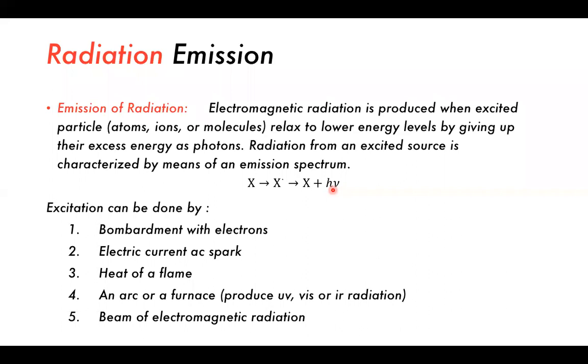So if X goes to X excited, that's what this dot means, then the excited state X will release energy in the form of light, which is often written as h nu. Remember, h nu is equal to E, where that relationship is Planck's relationship. So there are a number of different ways that we can do this excitation. We can bombard it with electrons. We can use an electron current or AC spark. We can use the heat of a flame and use the energy from that flame. We can use an arc or a furnace to produce UV, visible or IR radiation. And then we can use a beam of electromagnetic radiation too.